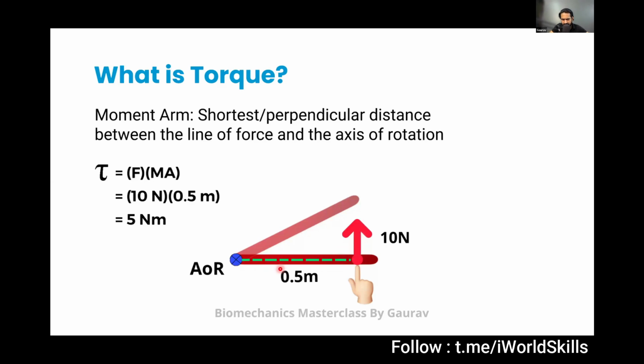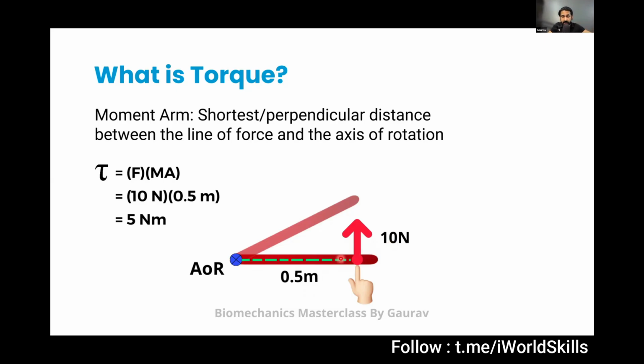This is the line of force. And you draw a perpendicular line. See, this green colored line is making a 90-degree angle with this line of force. So this green colored line that you see over here is the moment arm in this scenario, or simply this perpendicular distance is the moment arm for this particular scenario. Now, let's assume that the magnitude of force is 10 Newton and this moment arm is 0.5 meter. So now let's calculate the ability of this 10 Newton force to rotate this object.